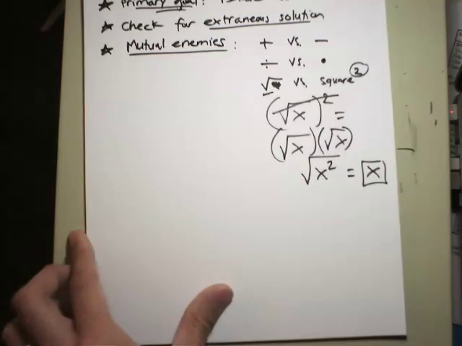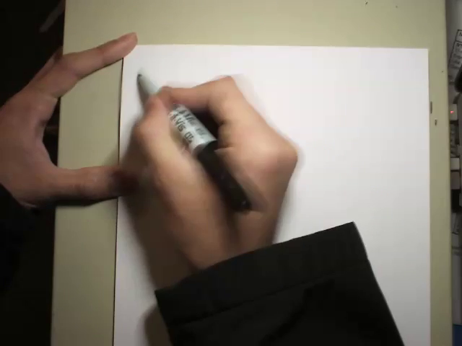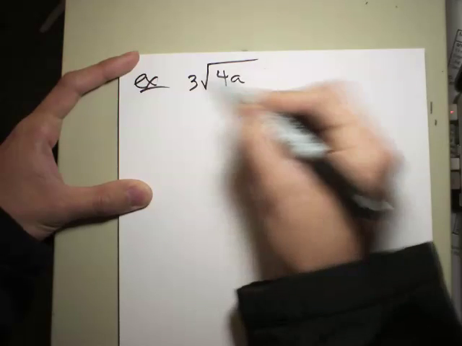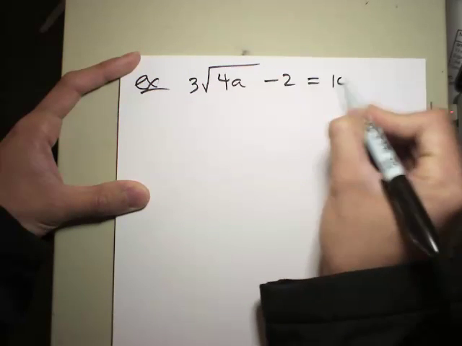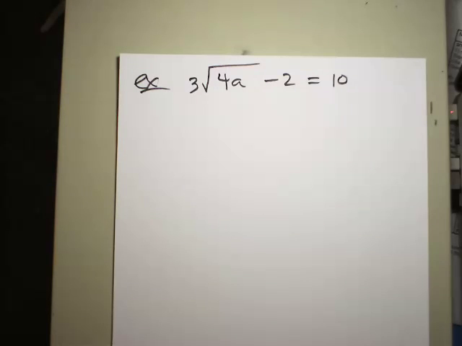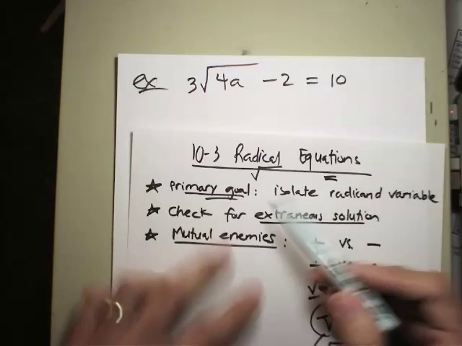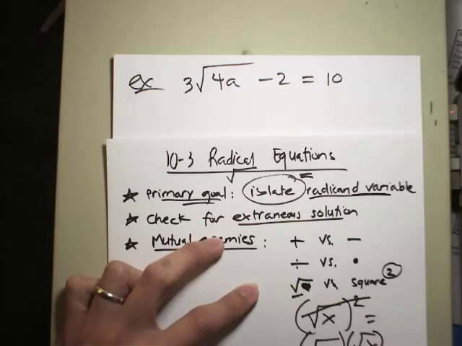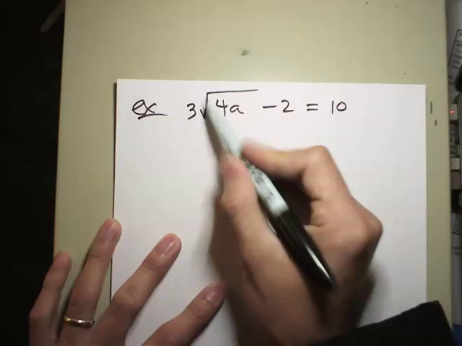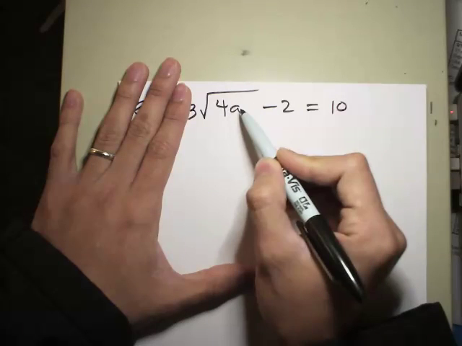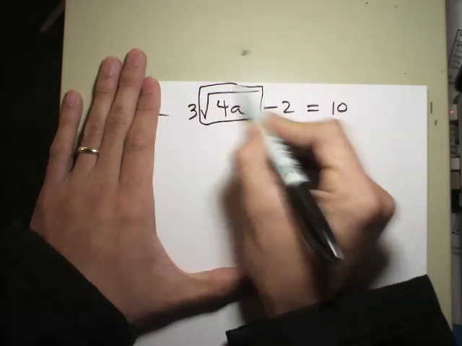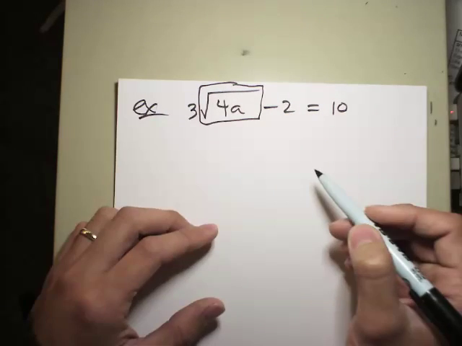So let's take a look at our first example here. Let's say I have the following: 3 times the square root of 4a, minus 2 equals 10. Now look back to our first primary goal. We want to have what? We want to have the radical variable completely isolated. Okay? So when we first identify here, notice here's the radical. So whatever is inside is the radicand, and there's a variable in there. So basically, this is the part that we want to isolate from the rest of the equation.